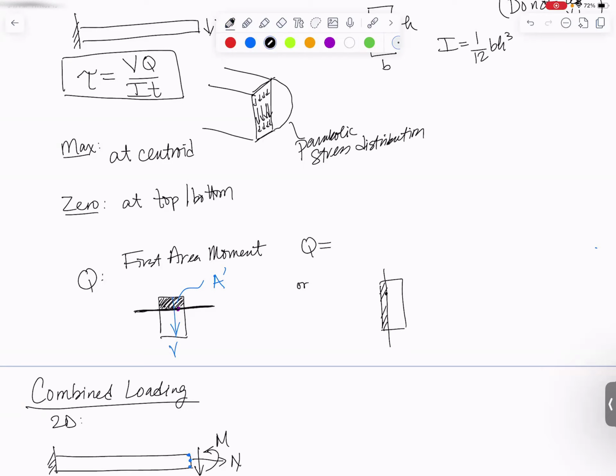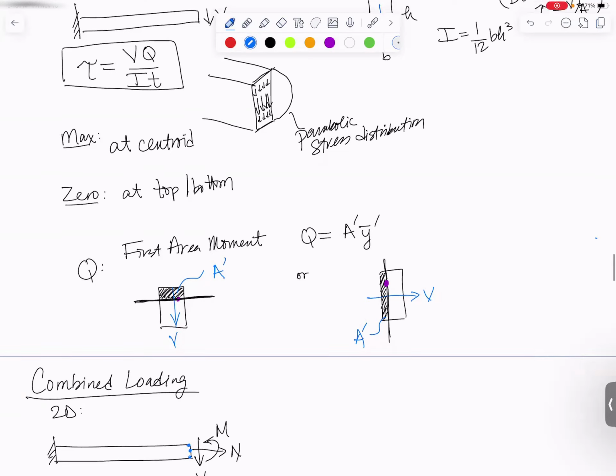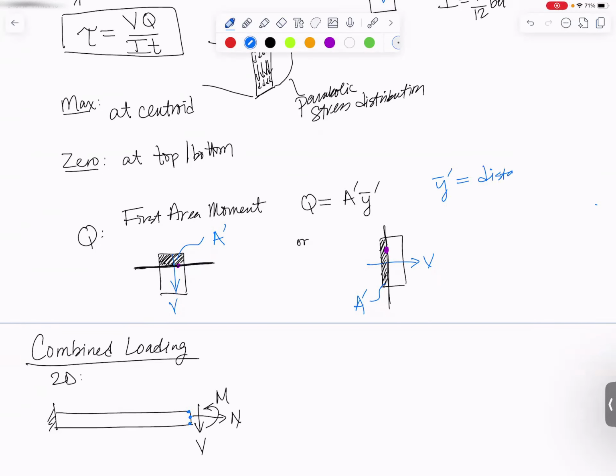The first area moment, Q, is equal to A prime times something called Y bar prime. So A prime is an area. It's the area of everything above or everything below that line that we just drew, which is through the point where I want to know the stress. If my shear force were in a different direction, then I would draw my line perpendicular to the shear force right through the point where I want to know the stress, and I would shade everything on one side or the other. That would then become my A prime. So it's always the area on one side or the other relative to the point where you want to know the stress. Y bar prime is the distance between the centroid of the whole shape and the centroid of A prime.